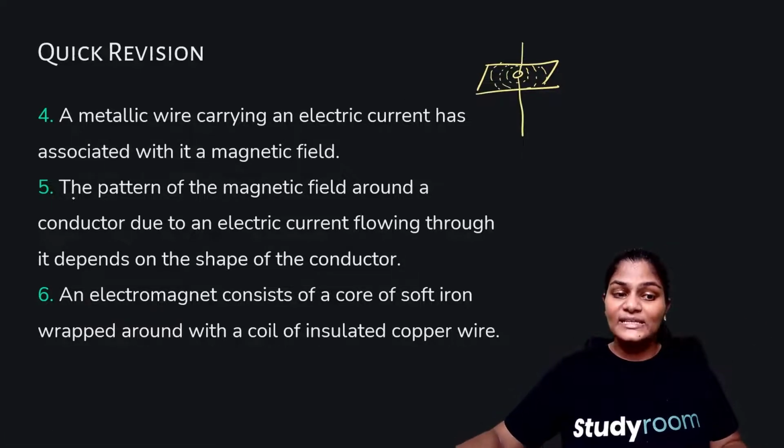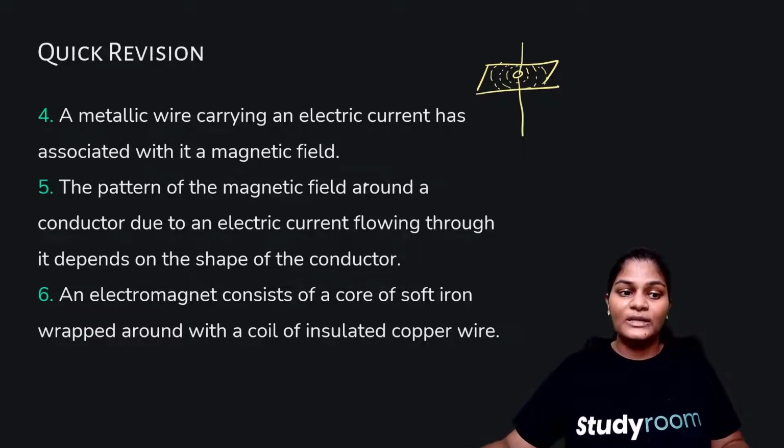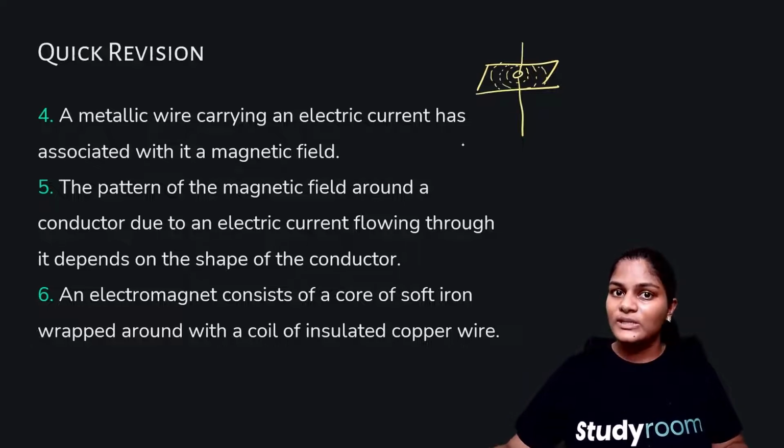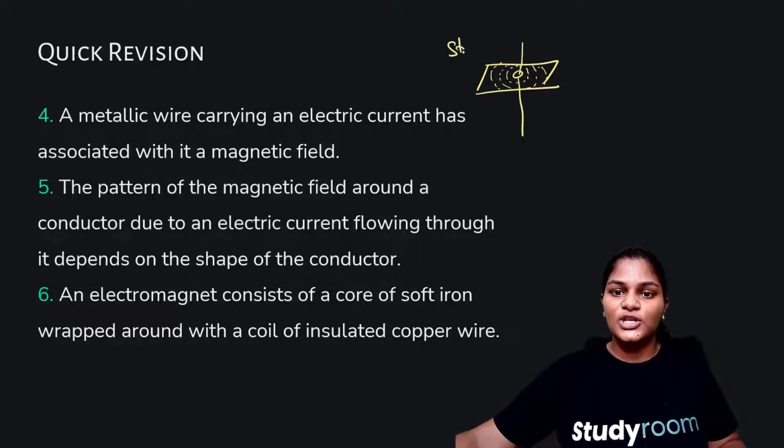We had observed that the magnetic field lines were formed as concentric circles with the wire in the middle. Then it says that the pattern of the magnetic field around the conductor due to an electric current flowing through it depends on the shape of the conductor. What are we saying? Here, this is a straight conductor.